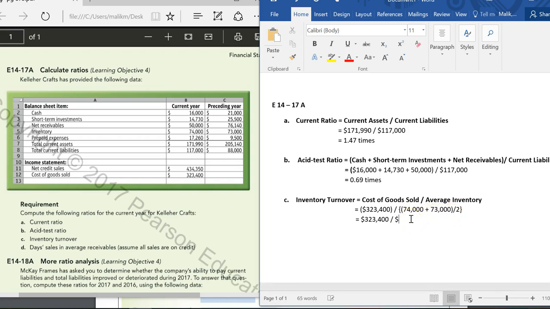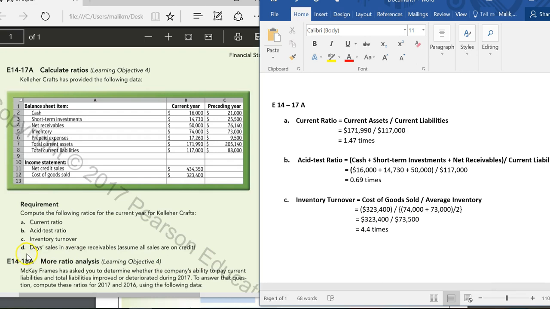I got 73,500. So now you have your average inventory, which is the bottom part, and if you use your calculator, 323,400 over 73,500, I got 4.4, and we'll call it times. That indicates the sellability of your inventory on average. They will have 4 times inventory turnover, and again, higher is better for the company.